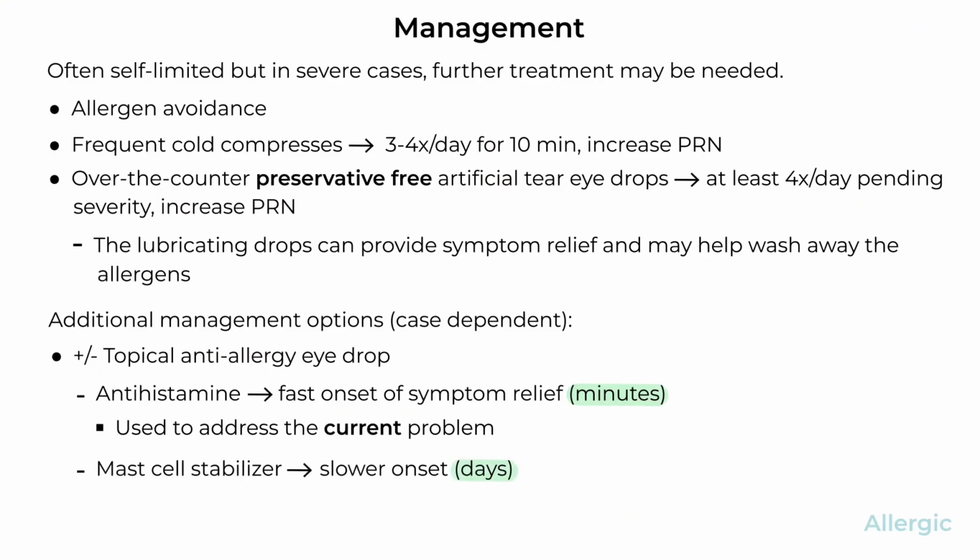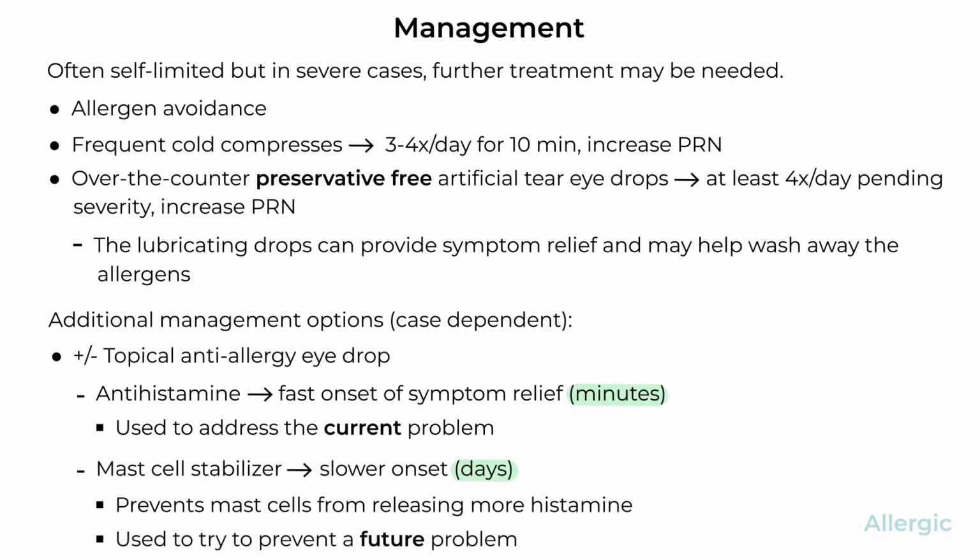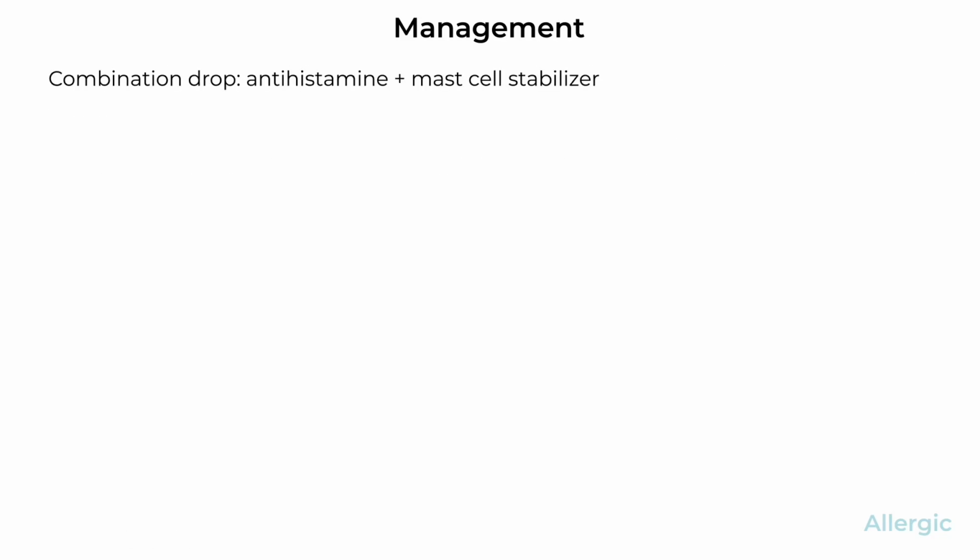A mast cell stabilizer is another option, but the downside is that it can take longer to take effect. It can take days. So it prevents mast cells from releasing more histamine. So it basically tries to prevent a future problem. Think of it like fire safety measures you install to try to prevent another fire, but it doesn't really help with the current fire. There's also combination eye drops that help to provide a short term and long term benefit, which is like a 1-2 punch.